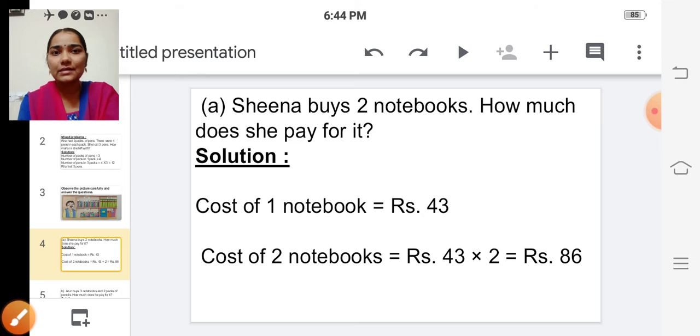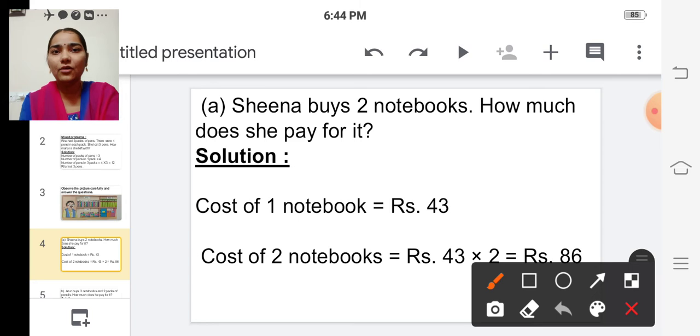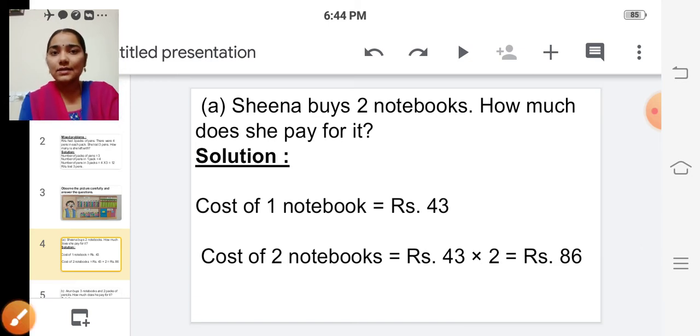So how much she pays? She pays rupees 86 for 2 notebooks. Is it clear? Yes. So cost of one notebook they have given, and we have to find out the cost of 2 notebooks. For that we have to multiply the number of notebooks into the cost of one notebook. Then we will get the answer. Is it clear children? So shall we move on to the next one?